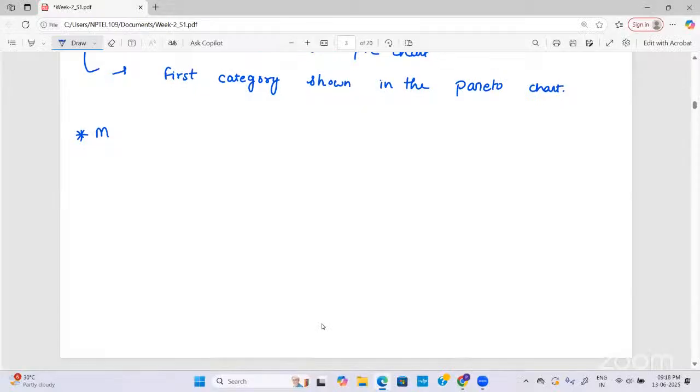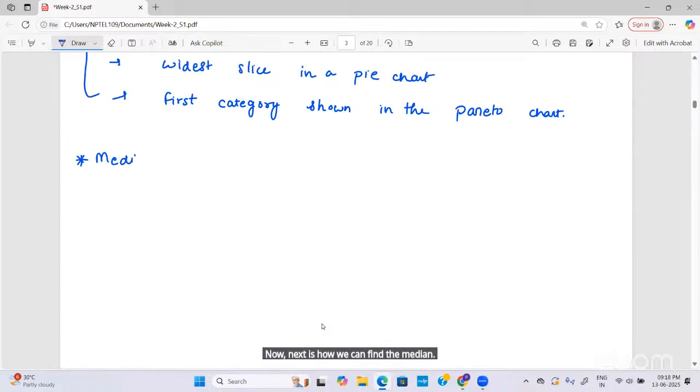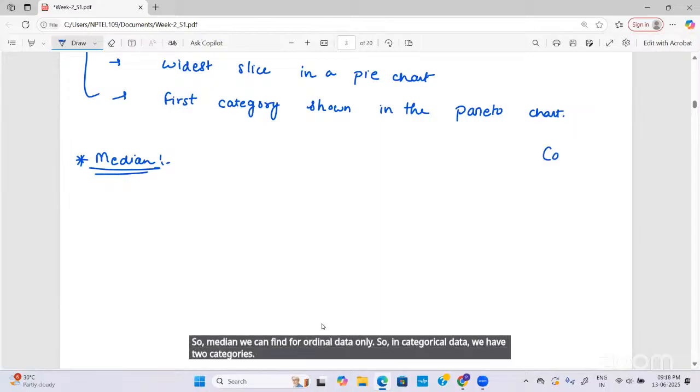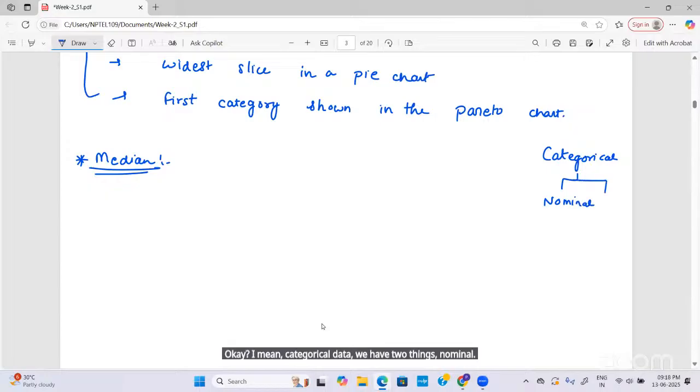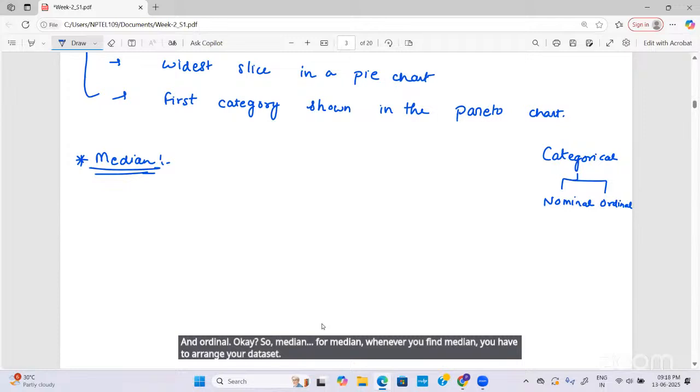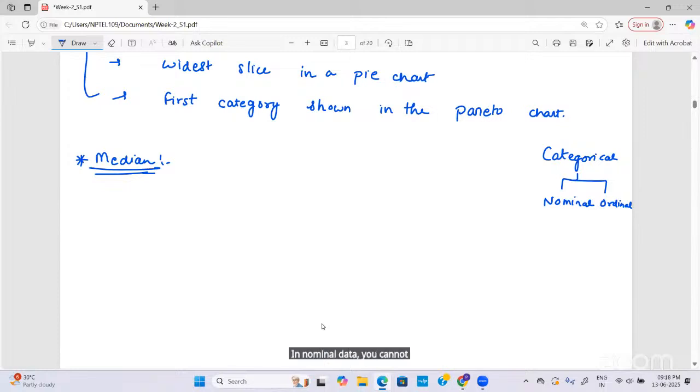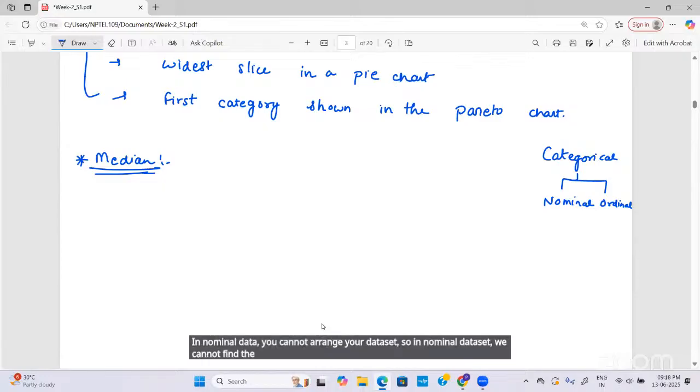Now next is how we can find the median. Median we can find for ordinal data only. In categorical data, we have two things, nominal and ordinal. Whenever you find the median, you have to arrange your data set. In nominal data, you cannot arrange your data set, so we cannot find the median, but for an ordinal data set, we can find the median.